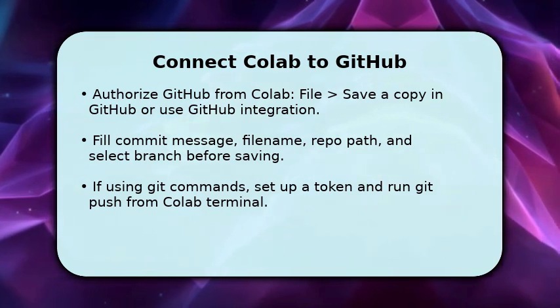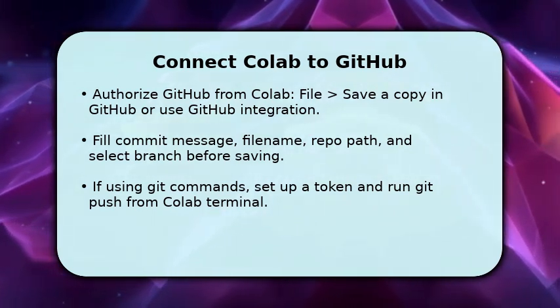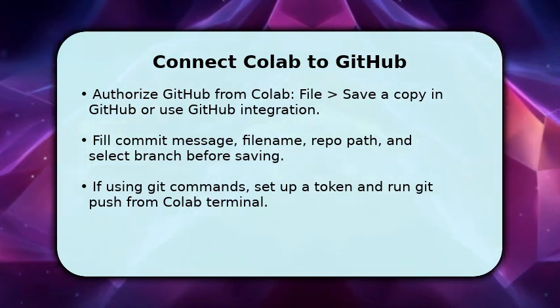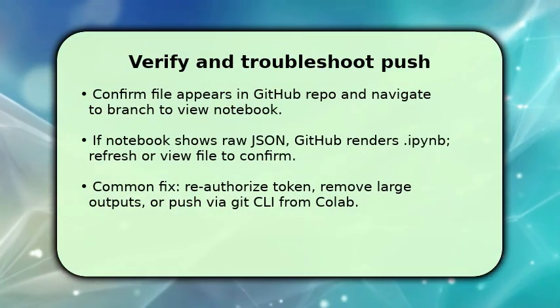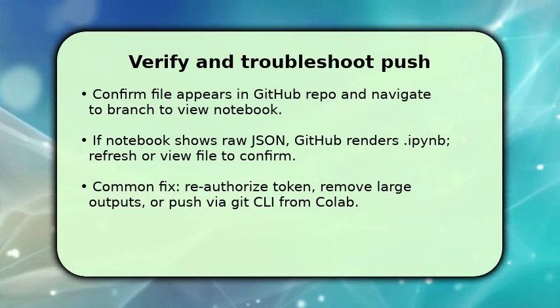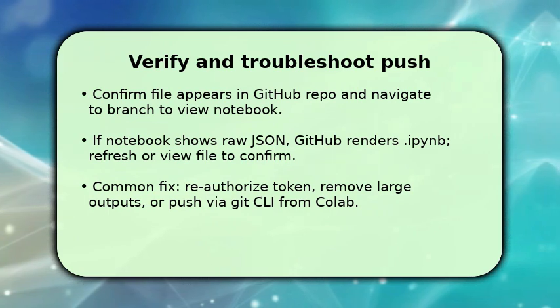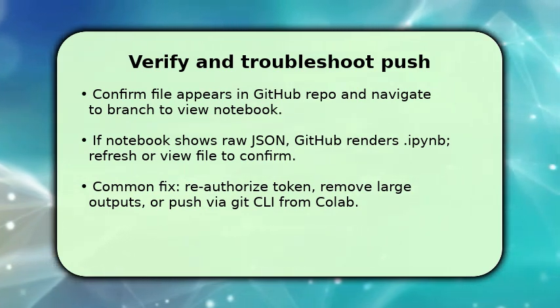Alternatively, open a terminal in Colab, configure Git with a personal access token, add, commit, and push, which provides finer control over history. Finish by verifying the notebook appears correctly in your GitHub repository and on the intended branch. GitHub renders ipynb files but may show raw JSON briefly. If it isn't visible, refresh and confirm the commit history for your latest commit.